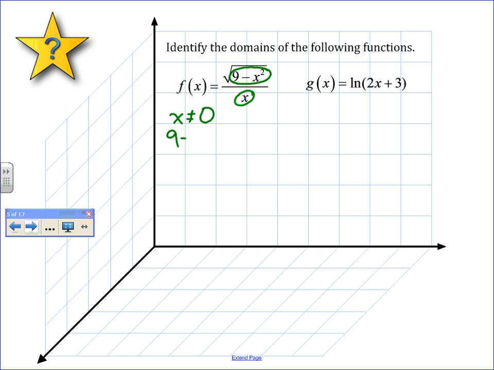So I have 9 minus x squared is greater than or equal to 0. I'm going to put the x squared on the right-hand side. How do I solve when I have a quadratic in an inequality? Well, we're supposed to solve for equals, right? And then do test points. So if I have 9 equals x squared, that happens when I get x is plus or minus 3.